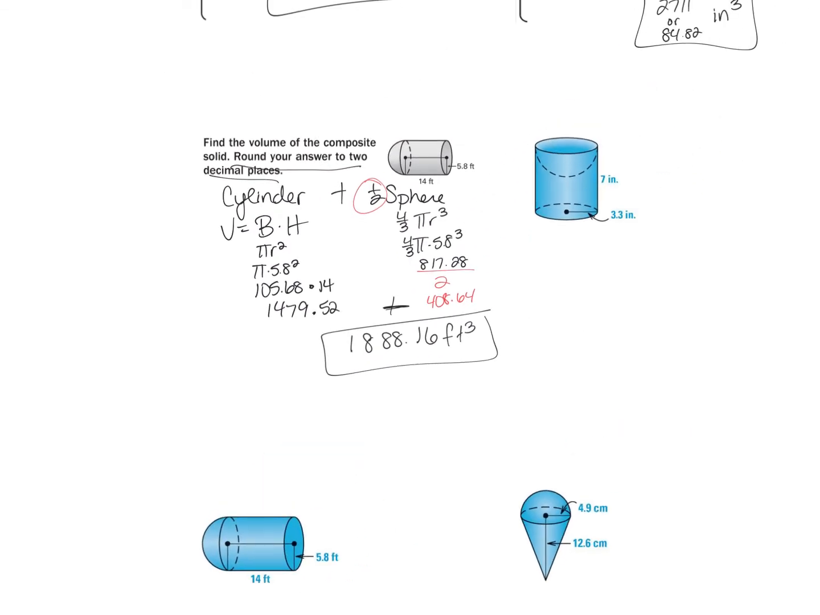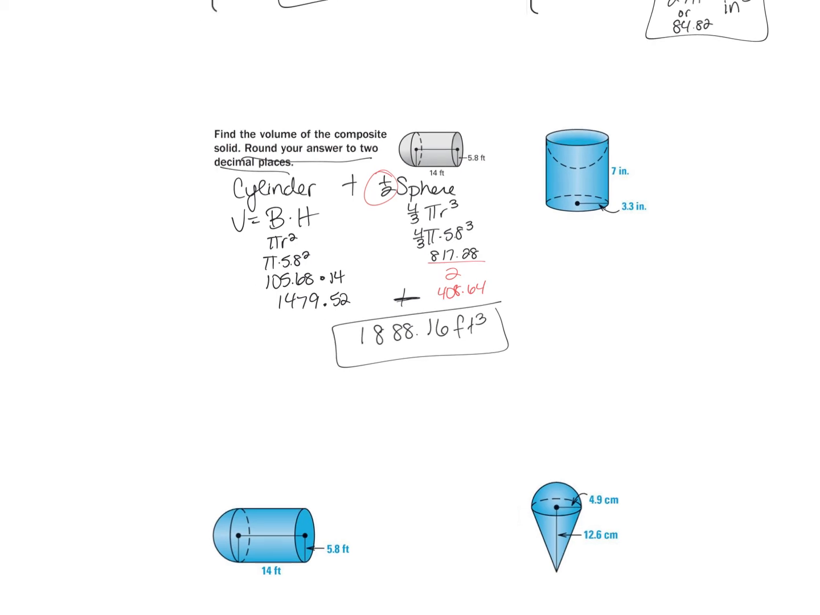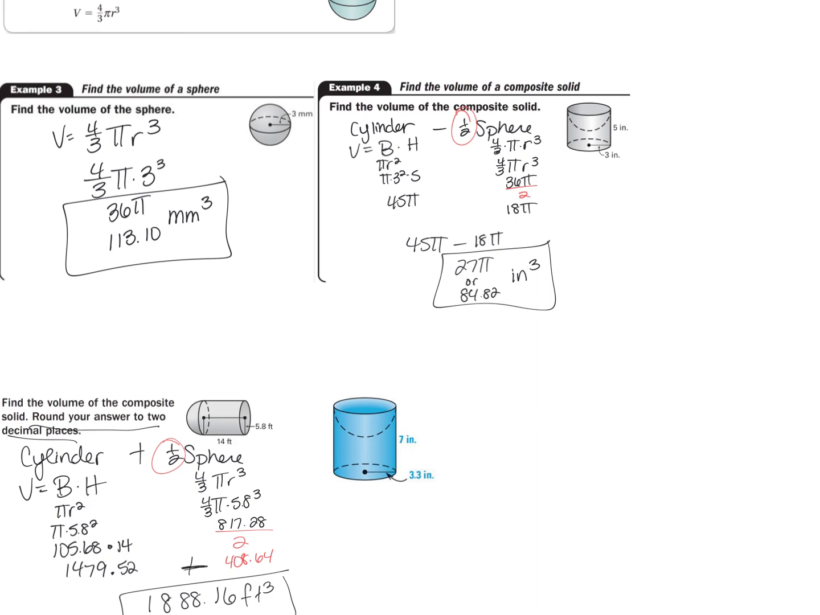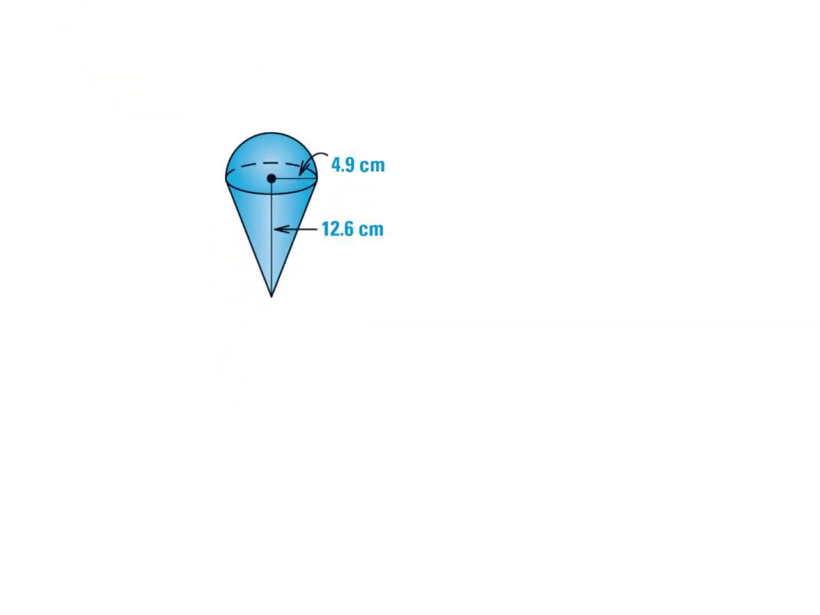All right, I'm not going to do the next 2 problems because we've already done some. Well, first of all, the blue one right underneath that is the same one we just did. This one is like that one, and I've already done a problem like that. You're going to do cylinder minus the half sphere. I'm going to go on to the last problem.